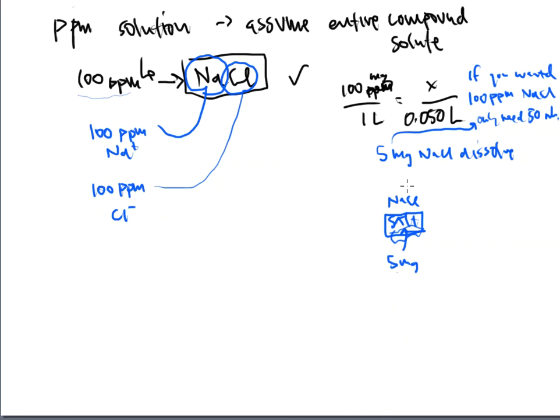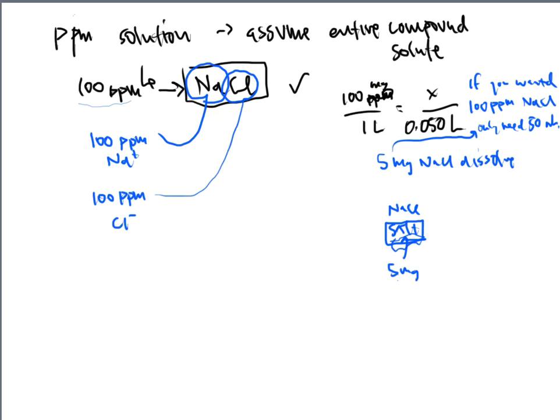What's the best, easiest way to figure out how to make these ppm and ppb solutions if we're just interested in one of the ions and not the entire structure itself? Well, I'm going to show you how easy this could be.